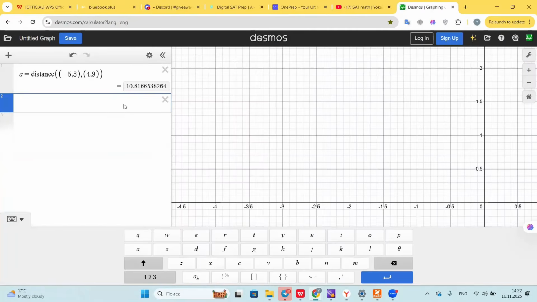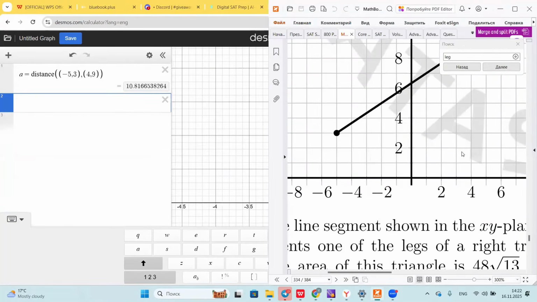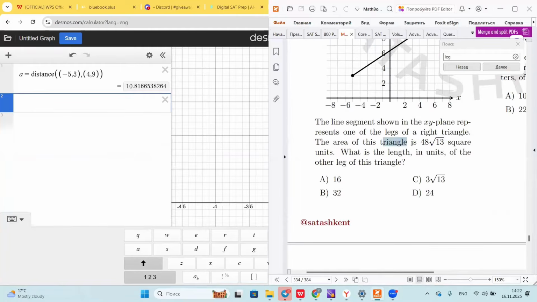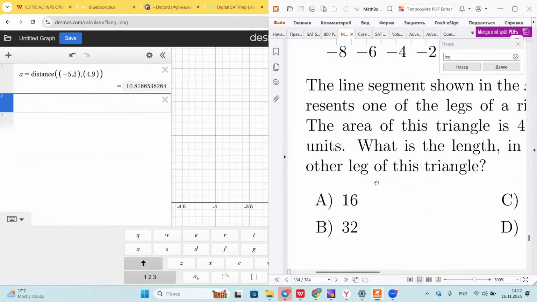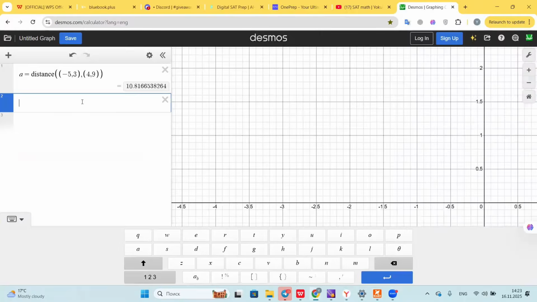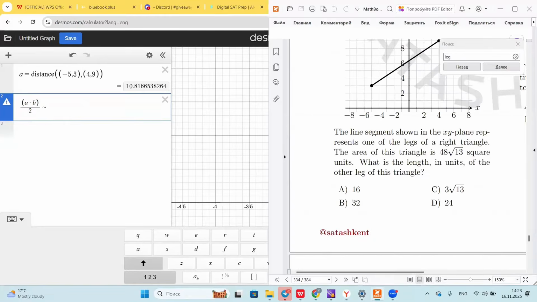In the problem, if you read it properly, it asks for the other leg. We will solve this problem with regression. If one leg is A, the other leg is parameter B, which I don't know, and I should multiply and divide by 2, that is the area formula, equals the area. What is the area? The area is this number, 48 square root of 13.